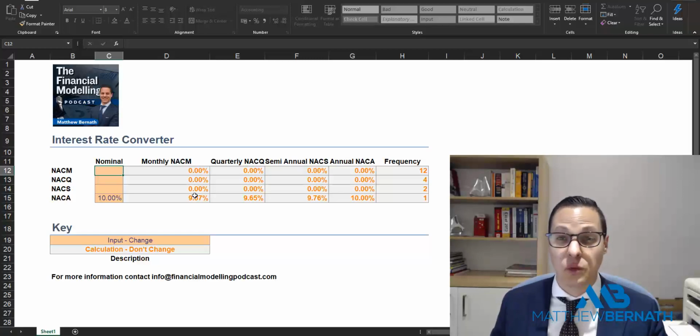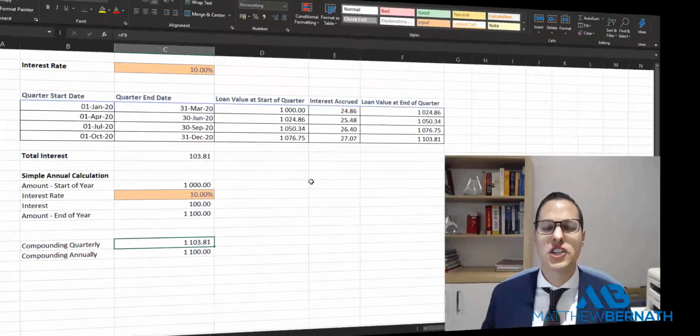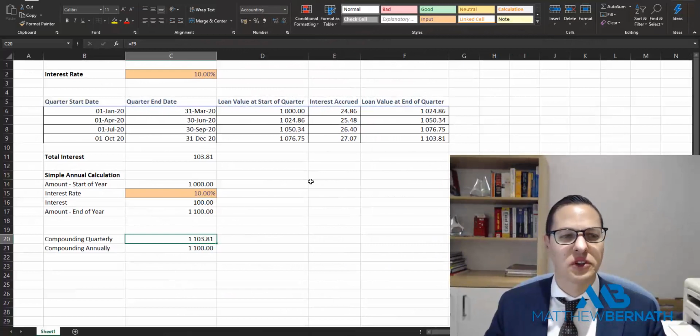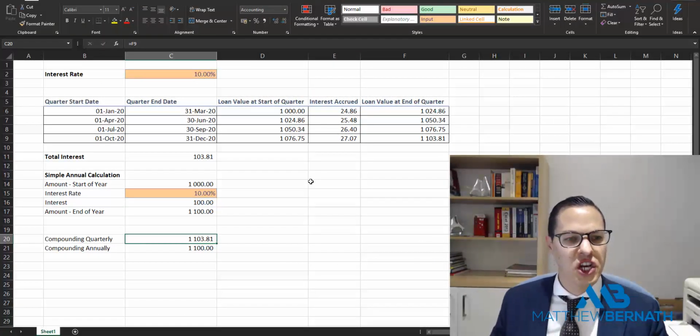Let's take a look at how that works in the example. This is a short example that I just put together to show the difference between compounding interest rates. As you can see over here, we assume a 10% interest rate, but actually this is being compounded quarterly. So we can see we've got the 4 quarters of the year over here. We've got the start date and the end date. And we've got 1,000 as the loan value at the start of the quarter. So the balance of the loan is 1,000.